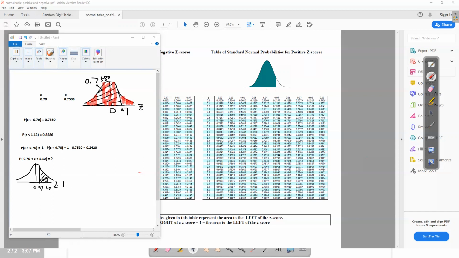Now we're going to draw 2 more density curves. This is a z distribution, and here it will be from 1.12 all the way to the left. So that's the area. And this is another density curve with a z distribution, and this will be from 0.70 all the way to the left.